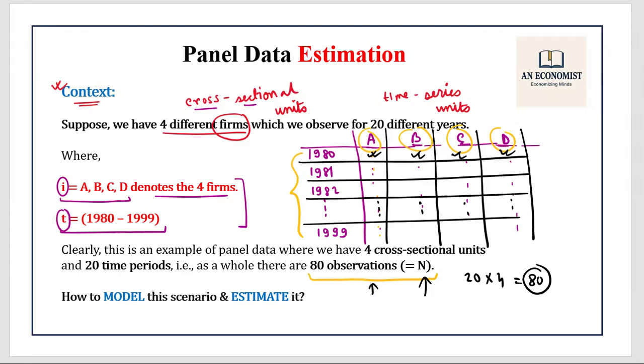Now, the question here is, how do you model this scenario and estimate it? So this is a classic panel data scenario where you can see four cross-sectional units and 20 time points. This is a classic panel data.